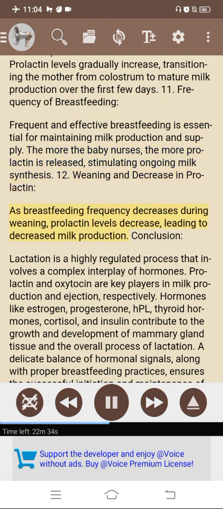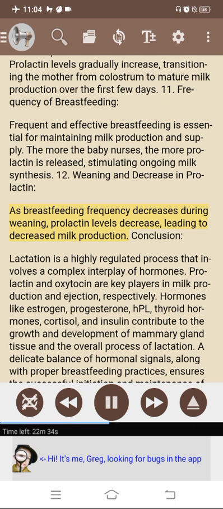12. Weaning and decrease in prolactin. As breastfeeding frequency decreases during weaning, prolactin levels decrease, leading to decreased milk production.